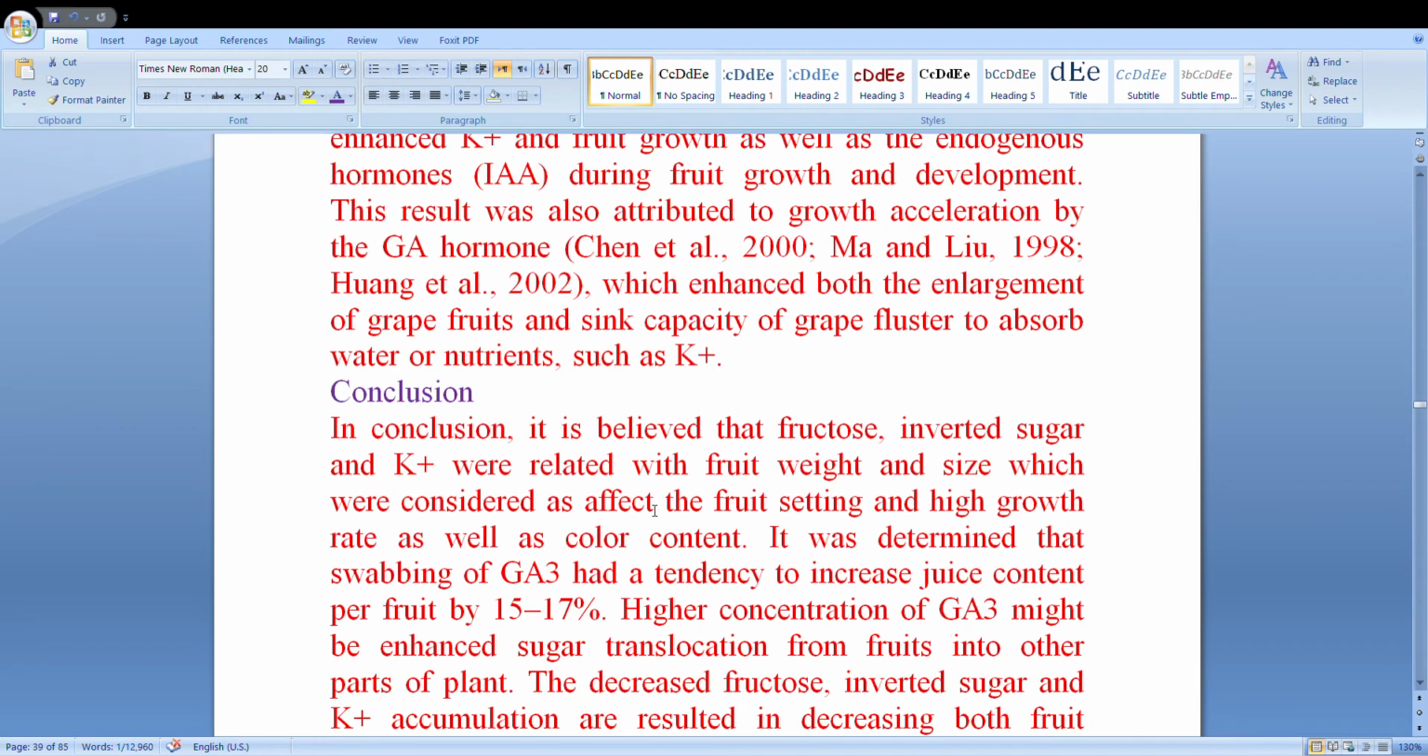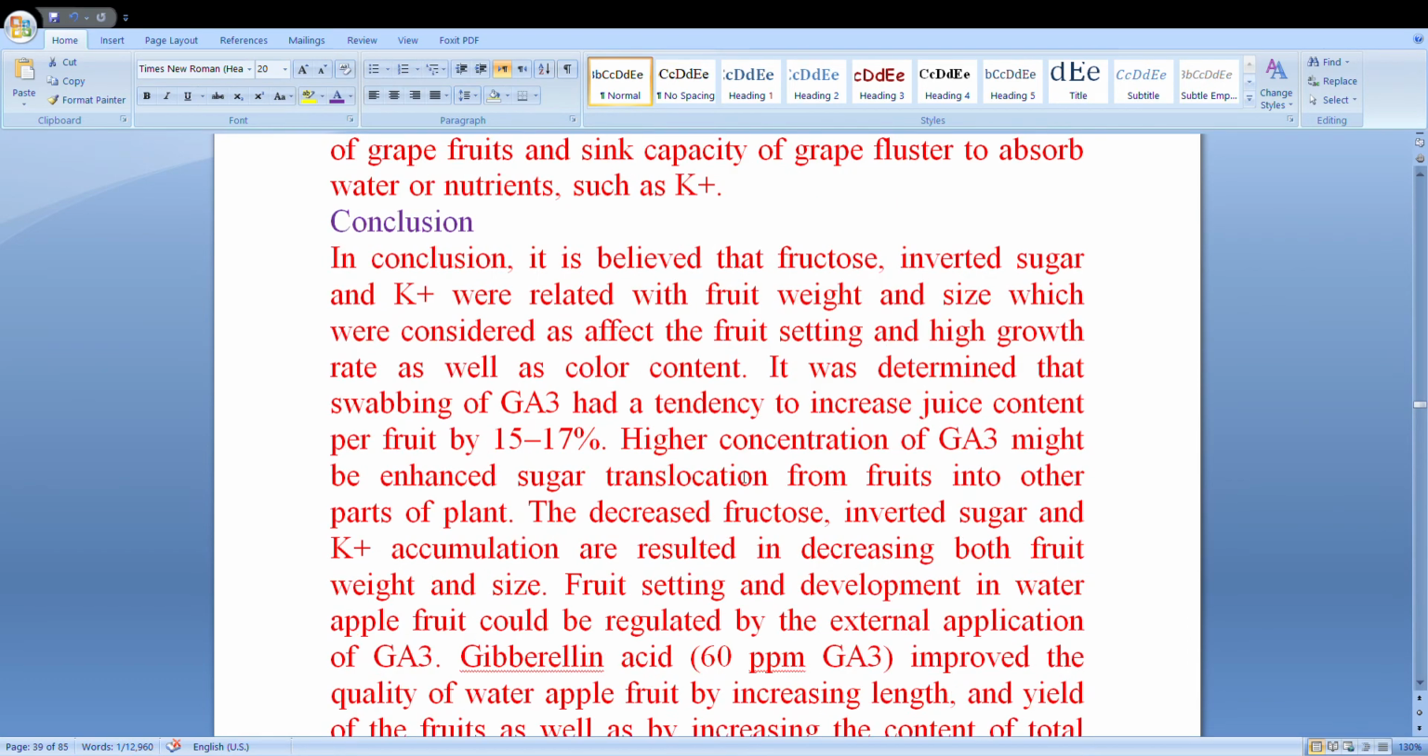This is all about the conclusion. It is possible we can believe that fructose, inverted sugar, and the potassium content are related with the fruit's weight and size. The fruit's setting, high growth rates, as well as color content are considered effective. Color is important for the fruits.